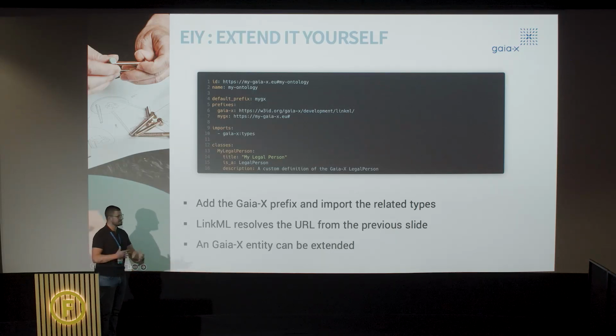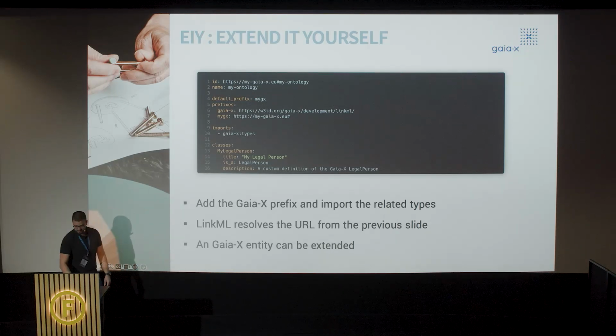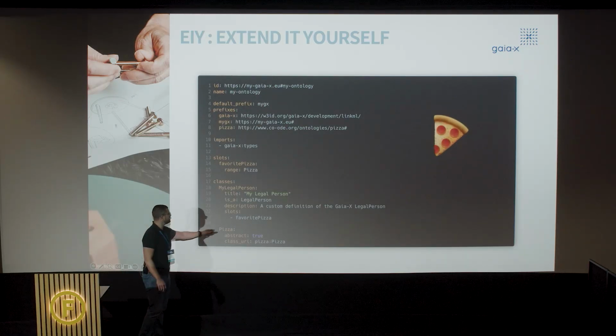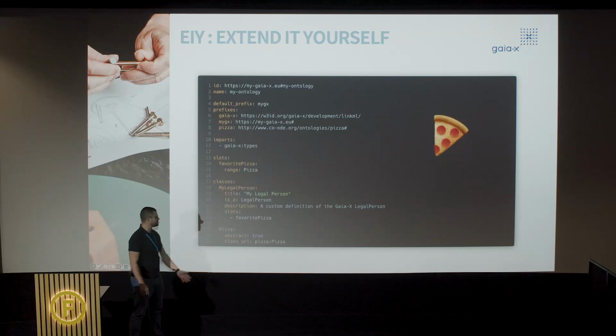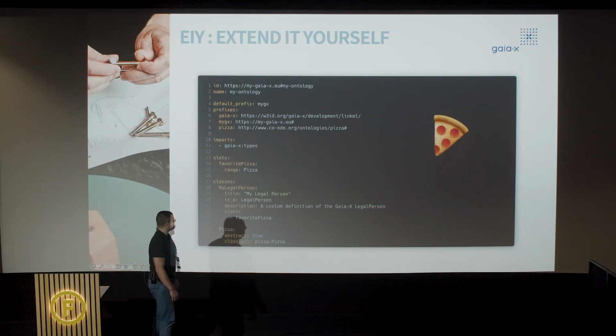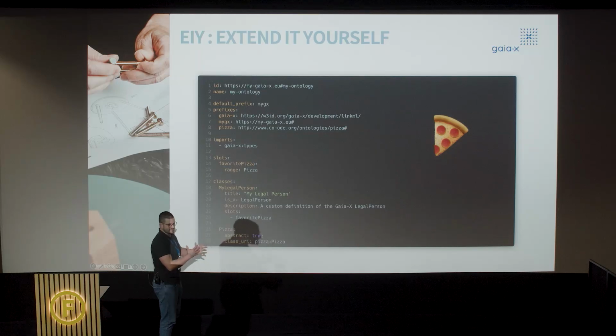You can extend it. For example, I was saying I was a monomaniac. I'm not lying. I can add to a legal person a critical attribute that Gaia-X needs. What is a legal person's favorite pizza? This is innovation. So you can just do whatever you want.